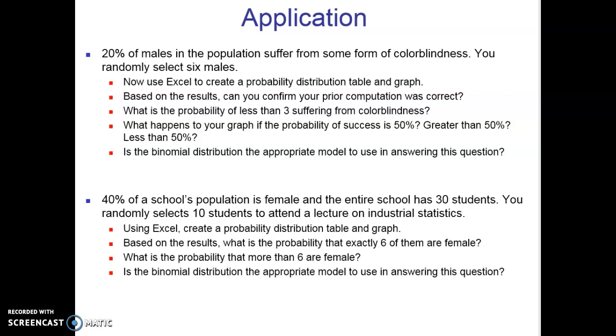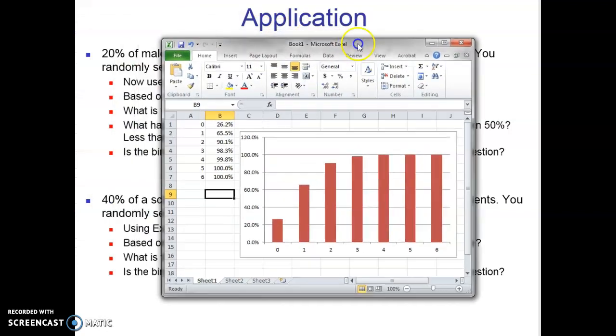Okay, now let's pick up from the last video. We left off with this bullet right here. It says, what happens to your graph if the probability of success is 50%, greater than 50%, less than 50%? Let's look at our graph.